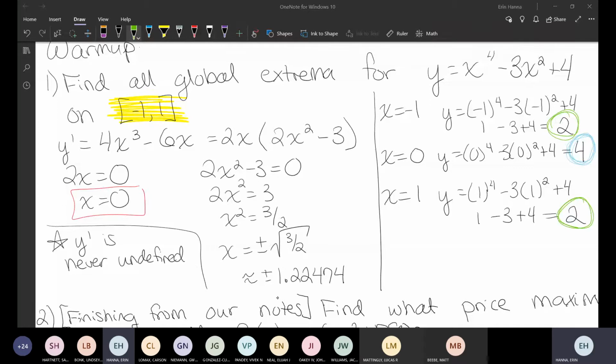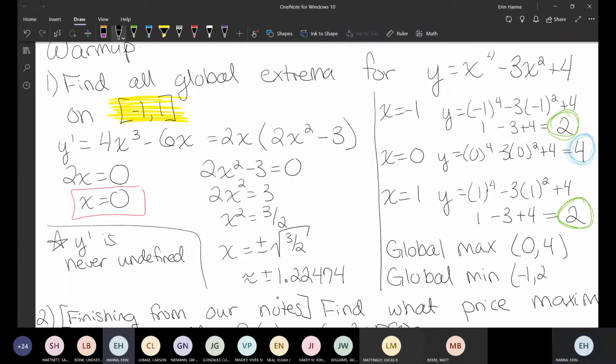So we will have global max at 0, 4, and global min at negative 1, 2, and positive 1, 2. And remember, with these, you always want to list the x and the y value.